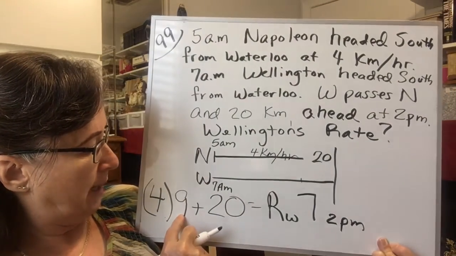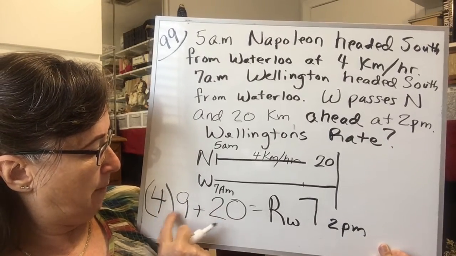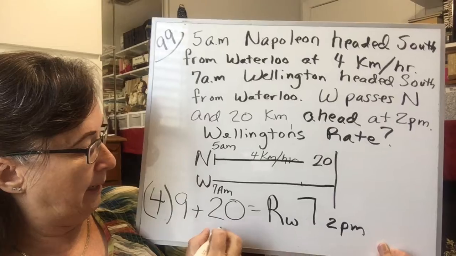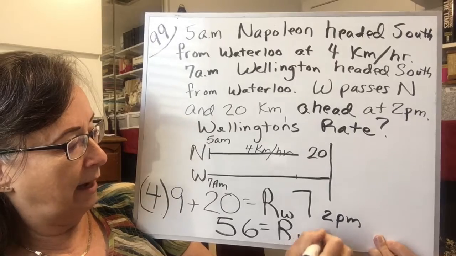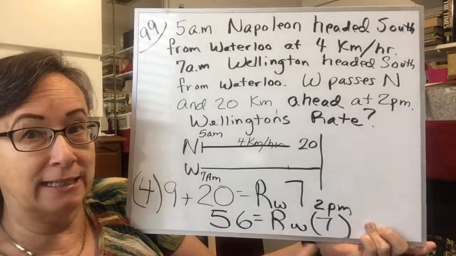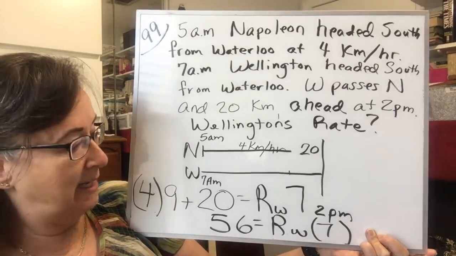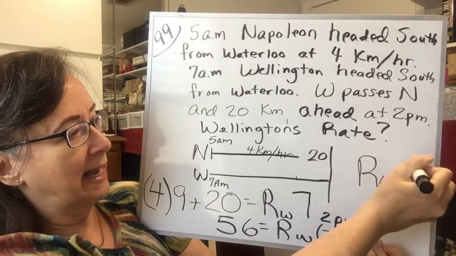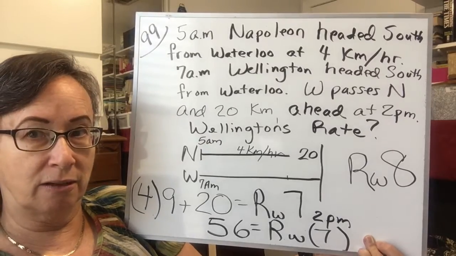So 4 times 9 is 36 plus 20, and that's going to be 56. So 36 plus 20 is 56, is Wellington's rate times 7. So what am I going to do? I'm going to divide both sides by 7, right? So 56 divided by 7 is 8. So we're going to say the rate of Wellington was 8. So he is going a full double Napoleon's rate, isn't he?